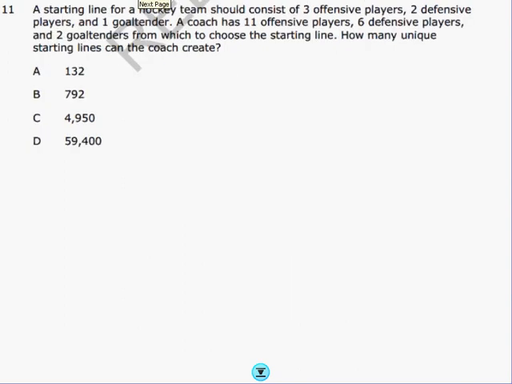Starting line for hockey team, we need 3 offensive players. We need 2 defensive players and just 1 goaltender. Coach has this many of each. How many unique ways? Well, let's think about how many ways he has to choose offensive players.